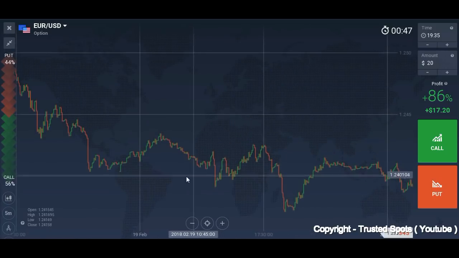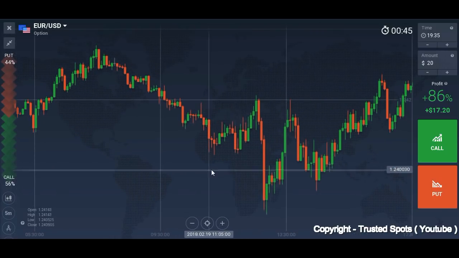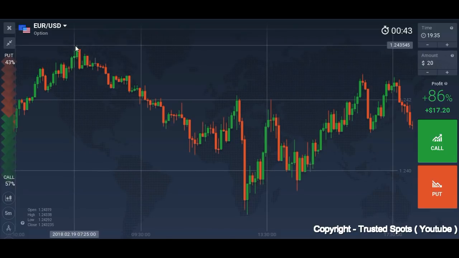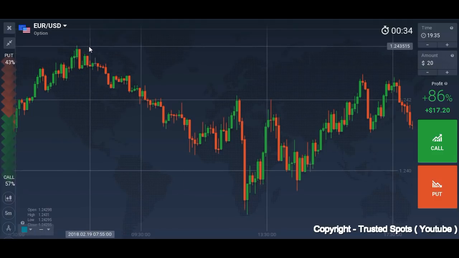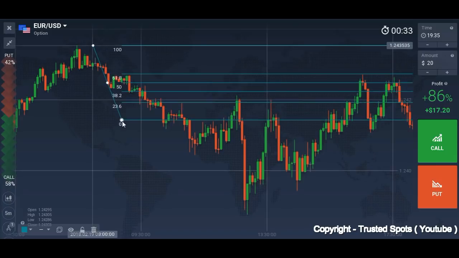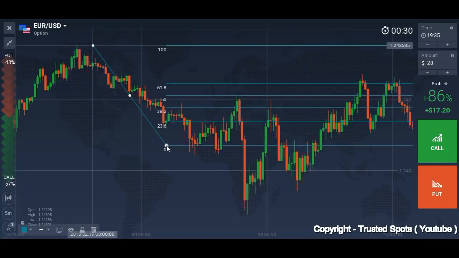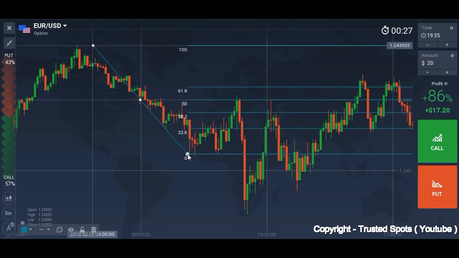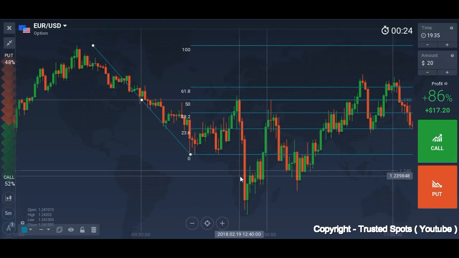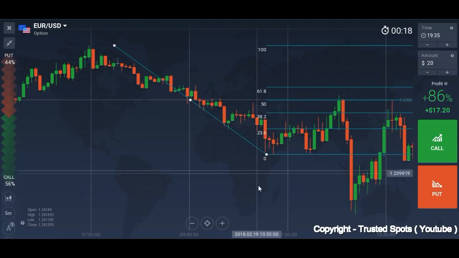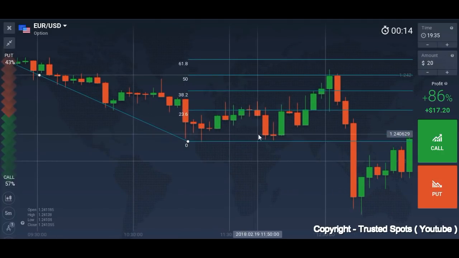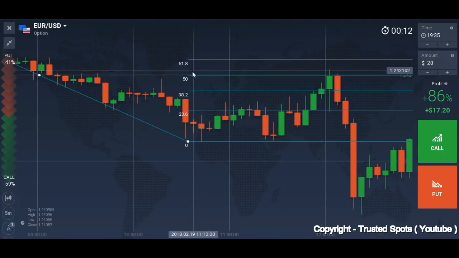So let me take this example as well. Okay, so as you can see, this is the highest point and this is the lowest point, and I will select the Fibonacci level. First I will start from this, because if suppose we are here, then the market started reversing from this level. So this will be the highest and this will be the lowest, and you can see the market goes up and it reverses from that 50 level.